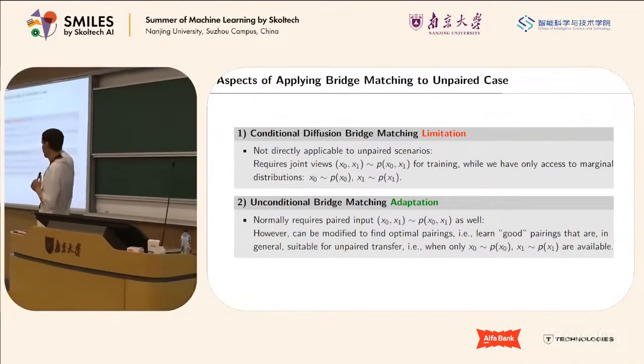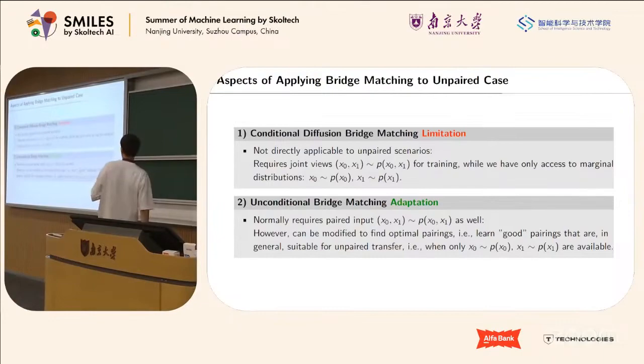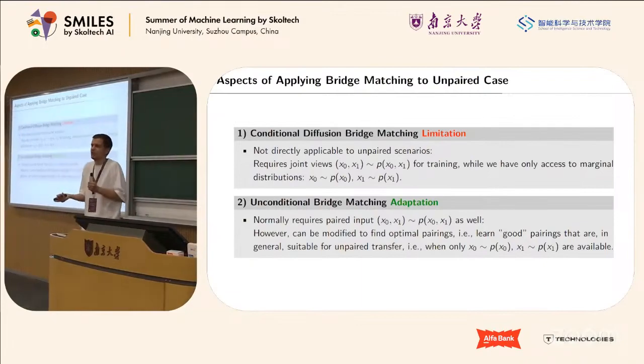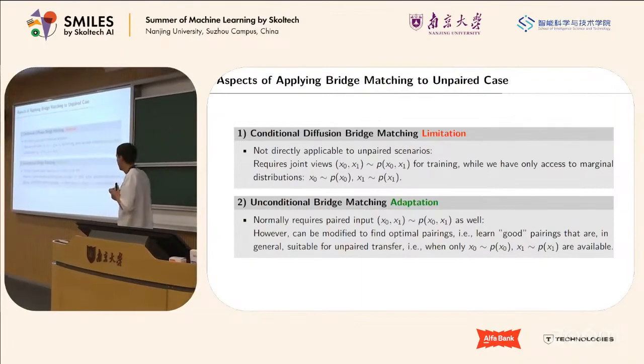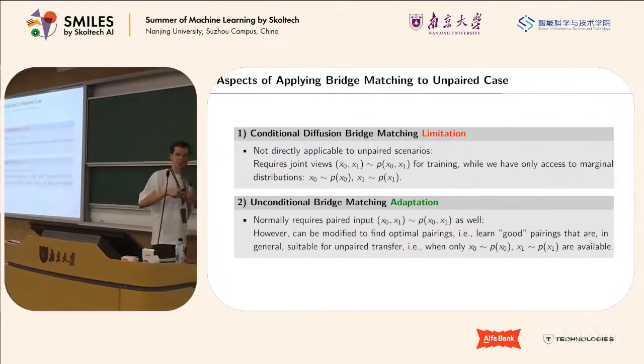So again, let's recall that for training a conditional diffusion-based model, we were not able to adapt it to the unconditional case because we have no pairs. So we cannot train, it's not clear what to do. In the unconditional diffusion-based model case, surprisingly, it can be adapted to the unpaired learning case.